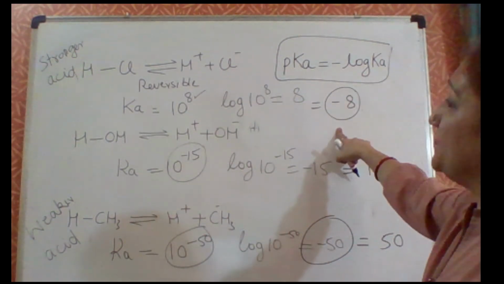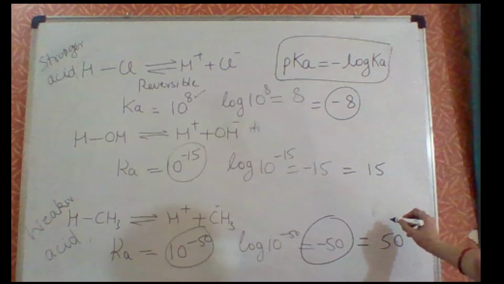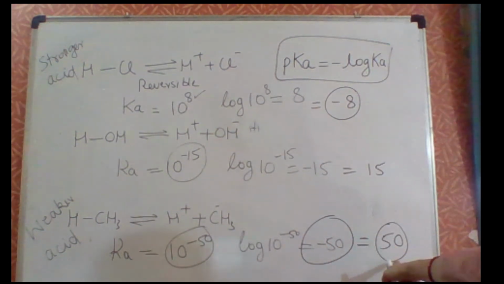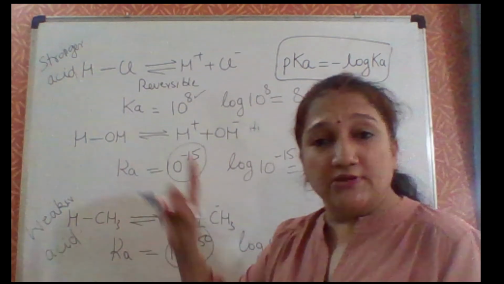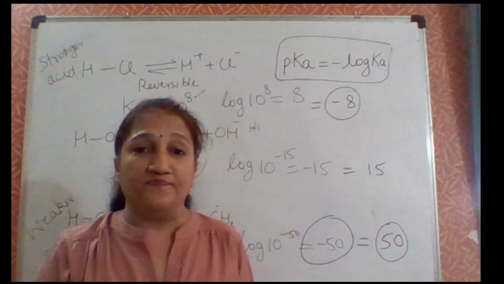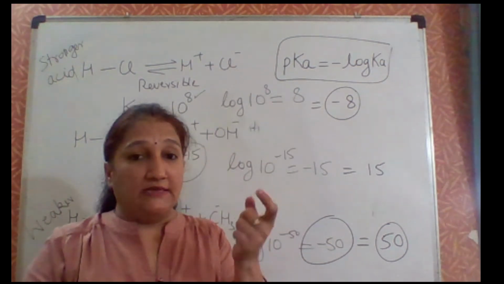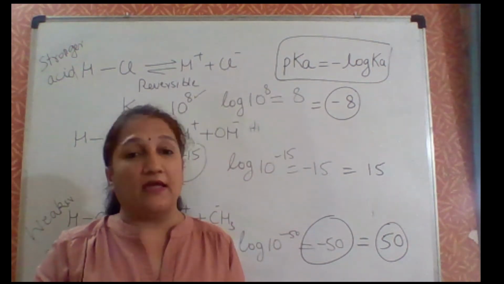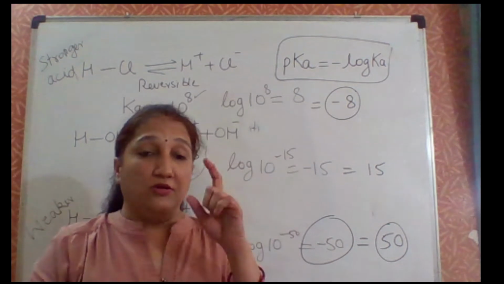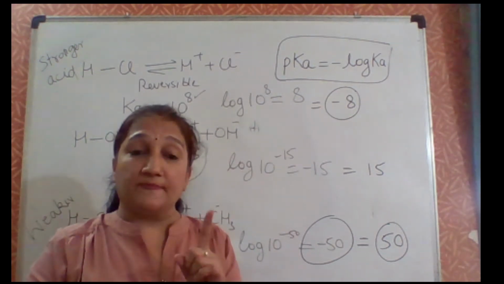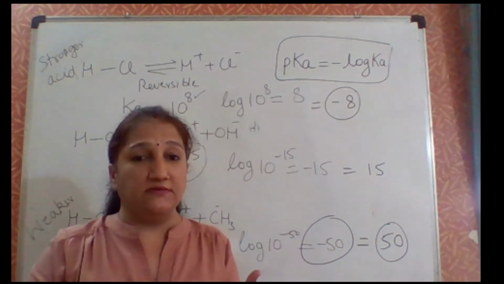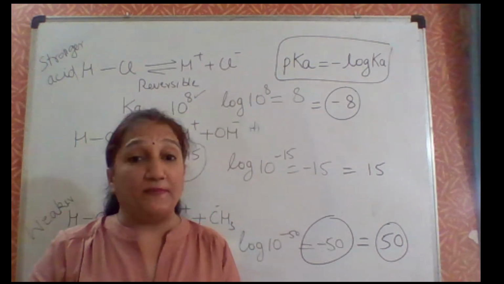So now you know, lesser the value of pKa, stronger is the acid. Higher the value of pKa, weaker is the acid. So, now we can conclude, higher the value of Ka, stronger is the acid, and lesser is the value of pKa. Similarly, lower the value of Ka, weaker is the acid, and higher is the value for pKa.